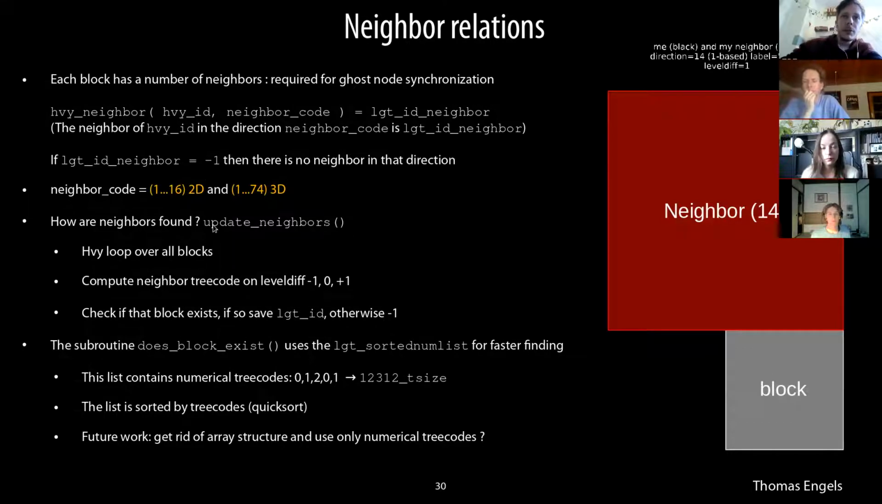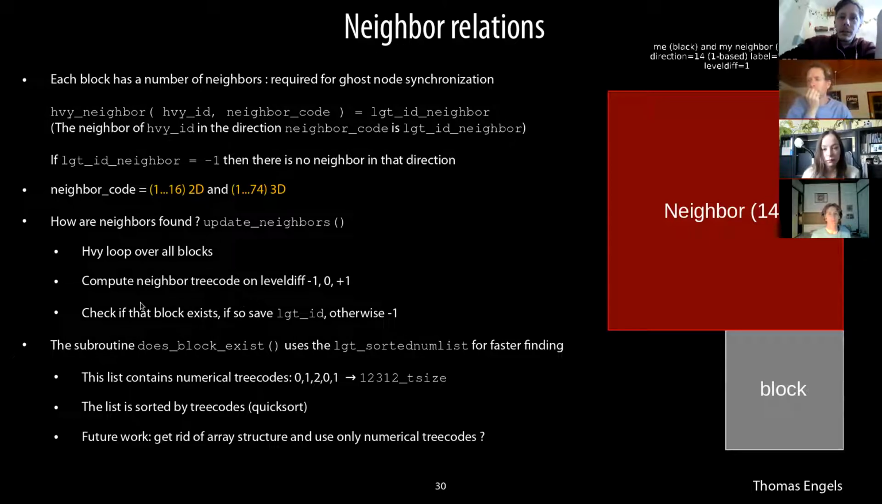How are these neighbors found? The routine is called update neighbors. So it actually just fills this neighbor array. It is parallelized, as the index heavy suggests. So each CPU works only on a chunk of the data. It computes the neighbor code as we discussed by Gargantini's work, first on the same level, then one level up, so the neighbor may be coarser or the neighbor may be finer, and then it checks if it finds that block in the light ID list, and if so, it stores its light ID, otherwise it stores -1.